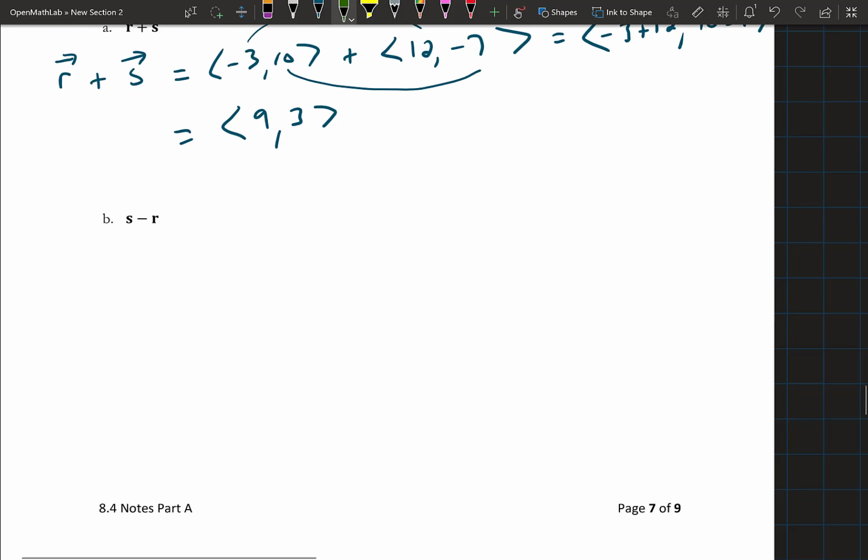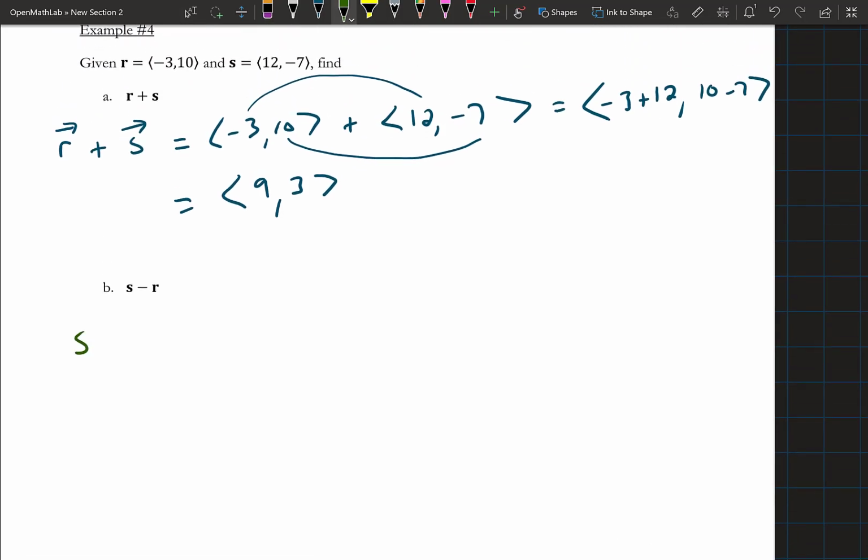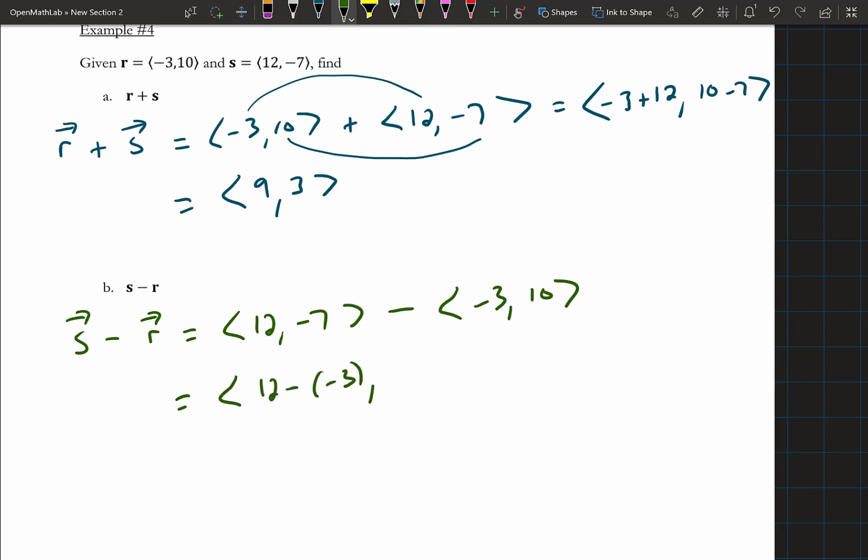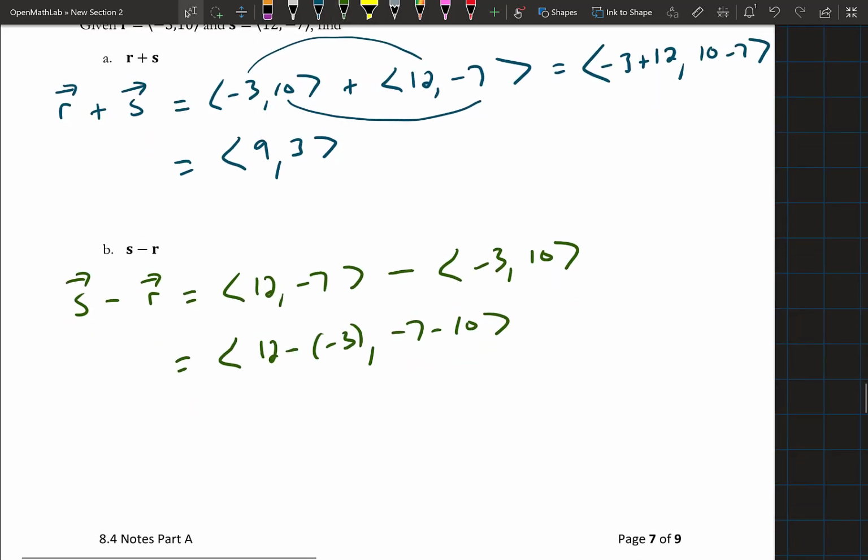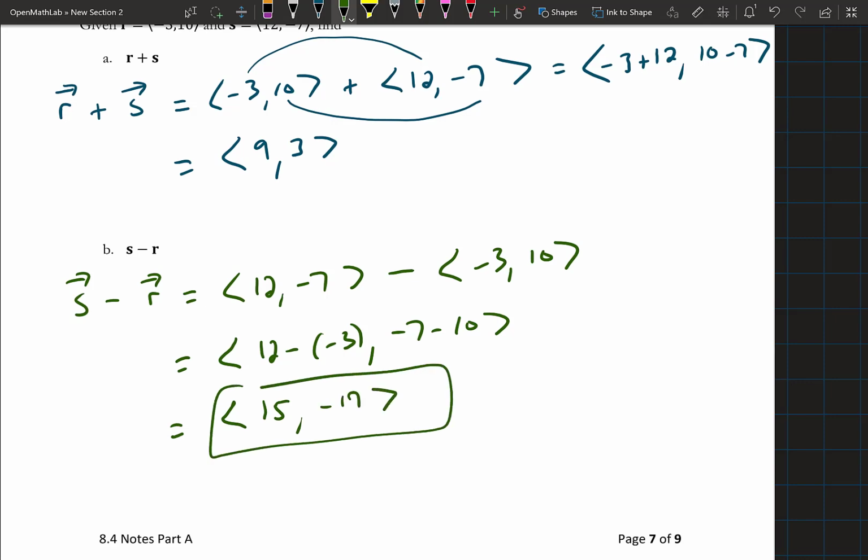So the next one, we're taking s minus r. So vector s minus vector r is equal to the vector 12 comma negative 7 minus the vector negative 3 comma 10. So this is equal to 12 minus negative 3 for the x component, and then negative 7 minus 10 for the y component. So 12 minus negative 3, that's the same thing as 12 plus 3, that's 15. And then negative 7 minus 10 is negative 17. So that's what we're after.